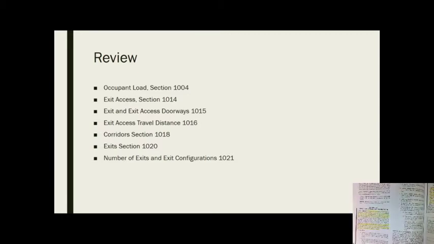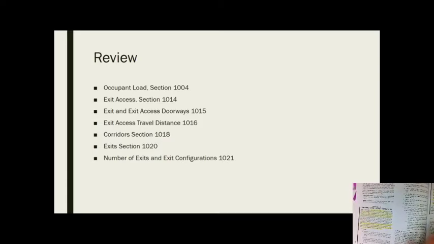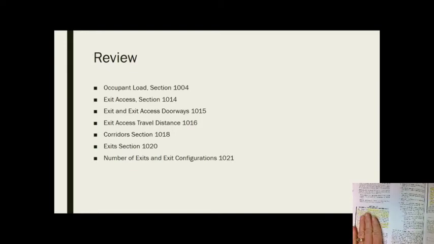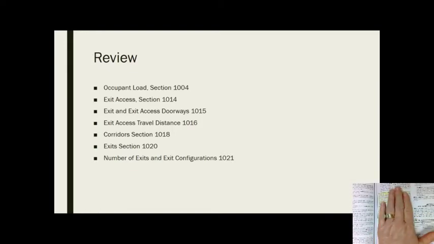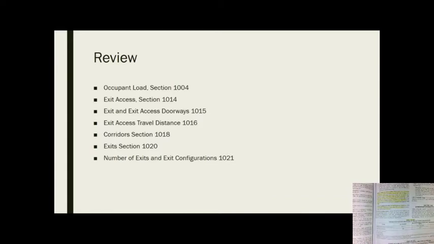Number of exits and exit configuration. Table, of course, 1021. This is a very important one, for exits from different stories, or exits where there's more. This is kind of like the formula that we will be working with. So you need to highlight section 1021 and look at those.